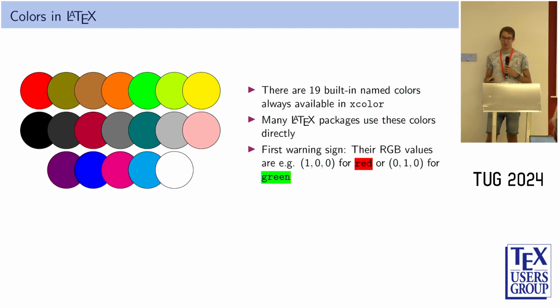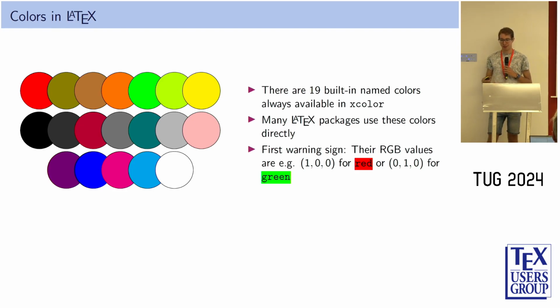And the point is many LaTeX packages just use these colors directly. So for example, in PGFPlots, if you create a plot and you don't specify a color yourself, then it just plots the first graph in blue, the second in red, and so on.